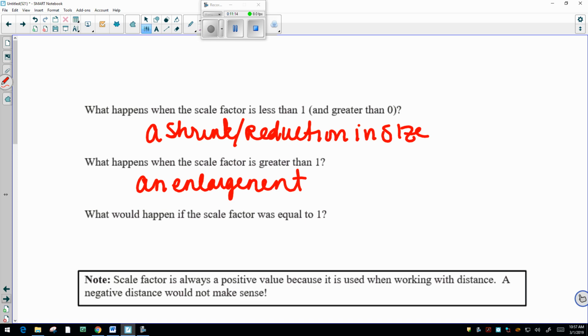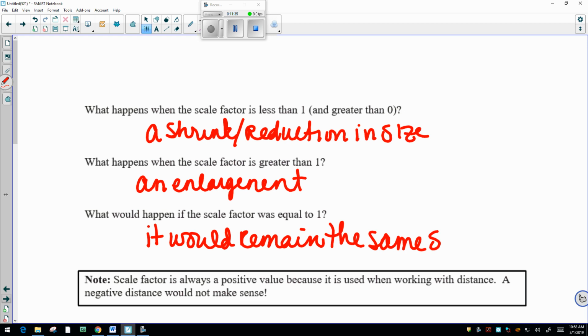So what happens if the scale factor is equal to 1? Well, when we did our first construction, when we made those marks on the triangle, our first mark was a value of 1, and it didn't change the size. So if the scale factor is equal to 1, it would remain the same. We're going to say same size. So it's not going to change.